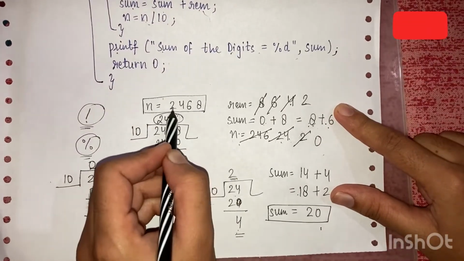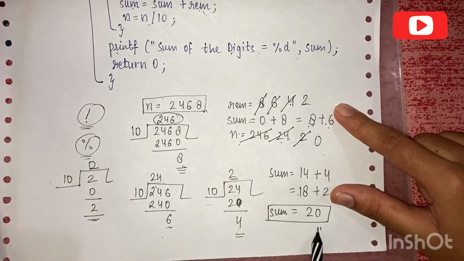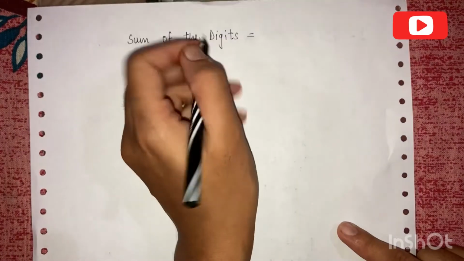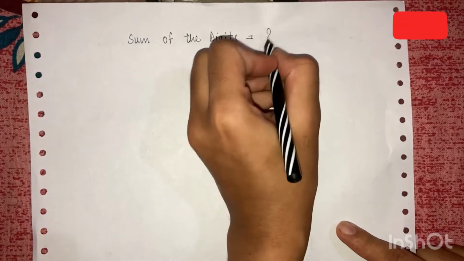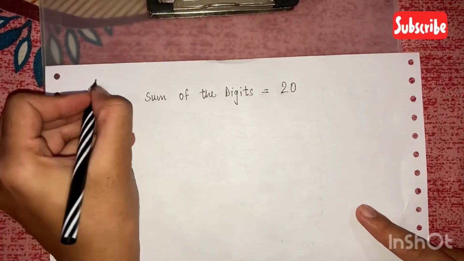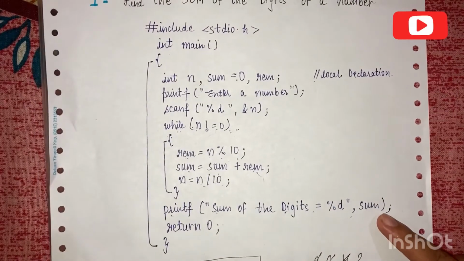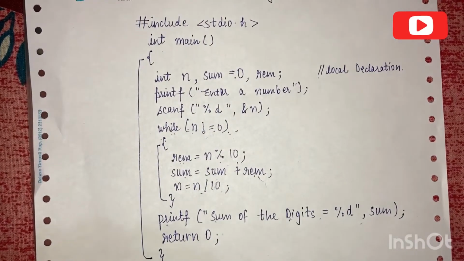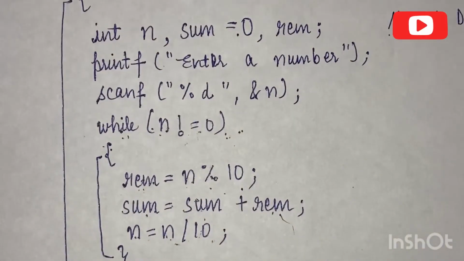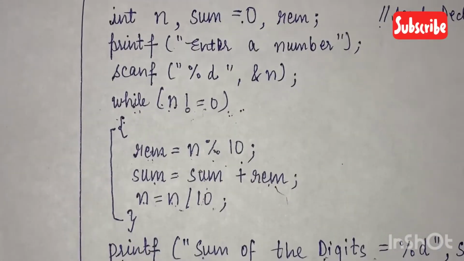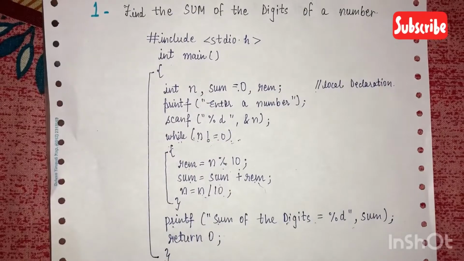For n is equal to 2468, sum is 20. So we'll write here 20. So this is the output of this code. So you can see the code. This is where I've applied all the logic, the while loop. And this is the entire code.